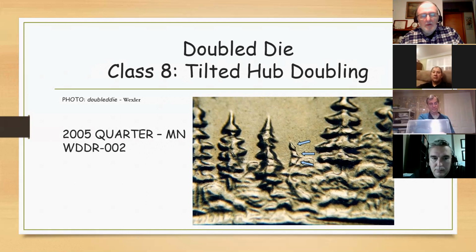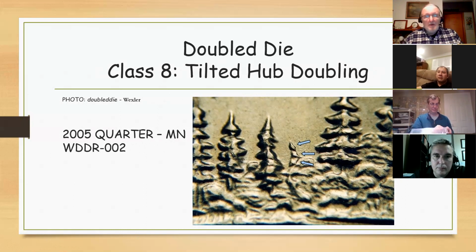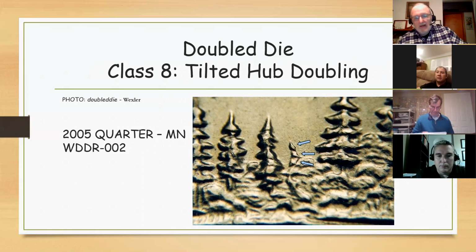But this one here on the 2005 quarter, I like this one. This is about the easiest one to find and the one that's the most common. The other ones are hard to pick out. I have trouble picking them out. Sometimes I'll vacillate and go between maybe a class 8 and a class 5 or even a class 1. And I look at it again and think, no, that's not really it.